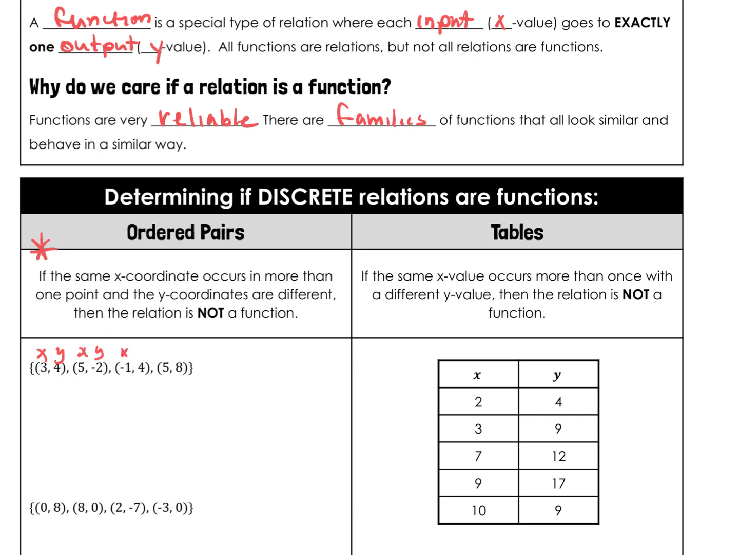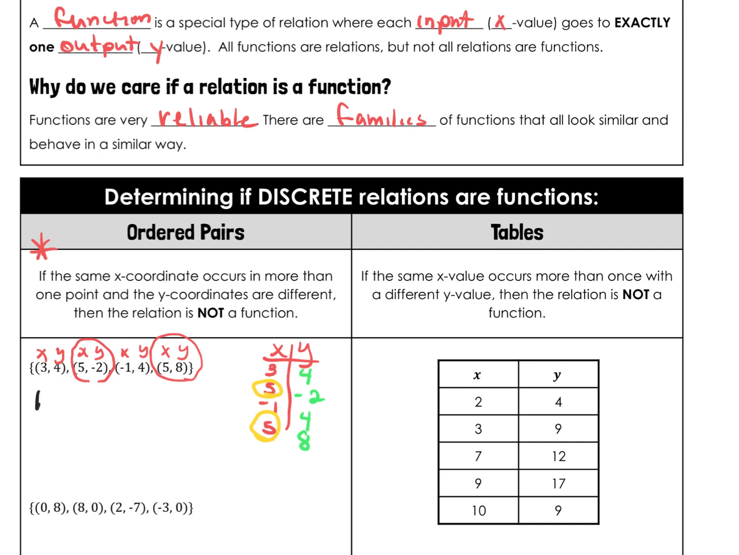this is x and this is y, this is x and this is y, this is x and this is y. So I see that there are 2 5s in the x column. And if you want to make it easier, you can just make a t-chart, list your x's, 3, 5, -1, and 5, and list your y's, 4, -2, 4, and 8. And if there is a repeat in the x column, then it's not a function.